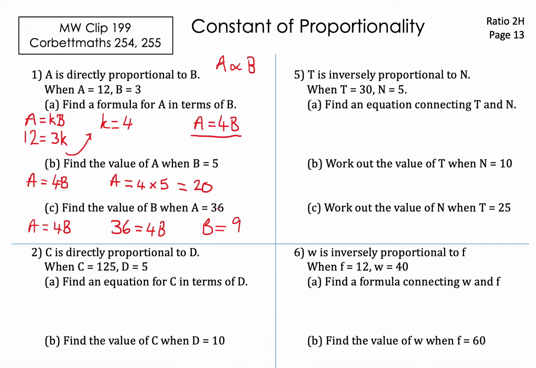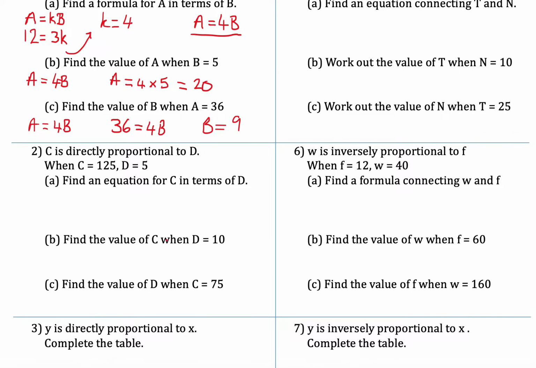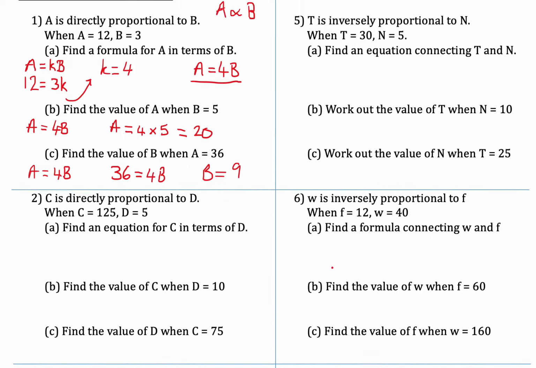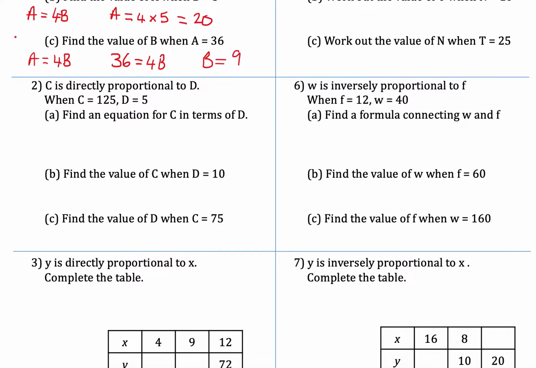Okay, let's move on to question 2. We're going to do this left-hand column first because these are all direct proportion questions and the right-hand column are all inverse proportion questions. Okay, C is directly proportional to D. So we're going to write C, fish, D. We're going to immediately change that fish to an equals K.